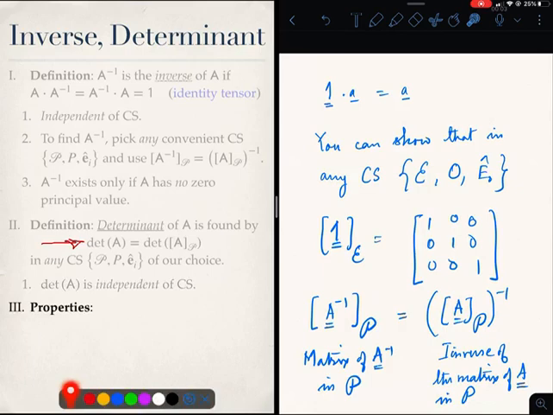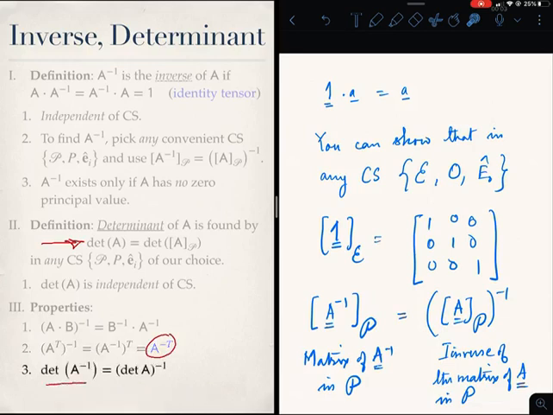Okay, so here are some properties which you would be familiar with from matrix algebra. The inverse of the composition of two tensors is the composition of their inverses with the order reversed. The inverse of the transpose is the transpose of the inverse, and therefore you don't have to worry about the brackets, you can write something like that. The determinant of A inverse is simply 1 upon determinant of A.